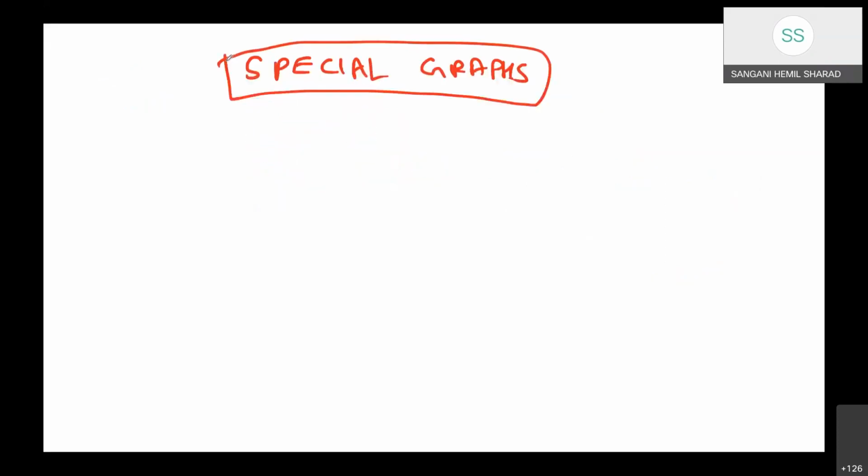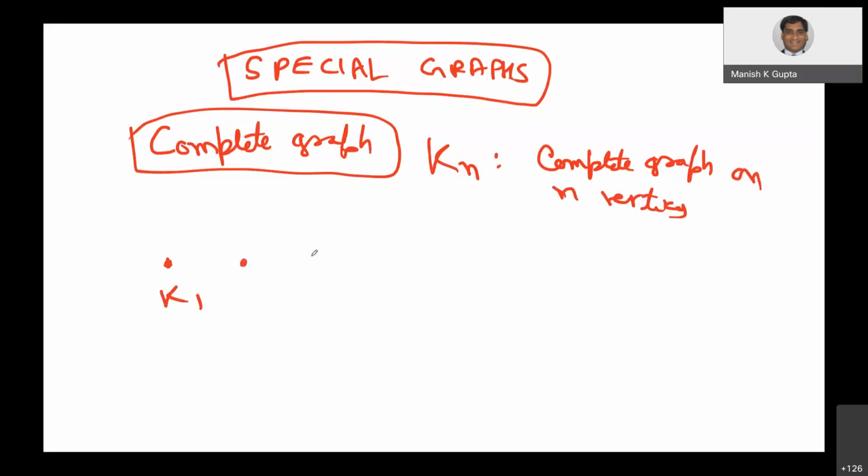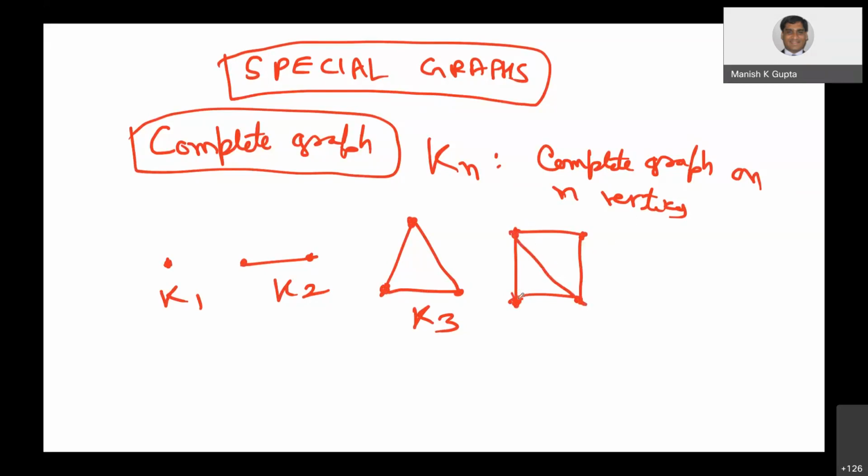Now some special graphs. I think this is a very popular graph known as the complete graph. Have you heard of the complete graph? It is denoted by Kn, the complete graph on n vertices. K1 is simply a single dot, K2 is this, K3 is this graph. I am just drawing pictures and I want the definition from you. What is the definition of a complete graph? There are four vertices. K5 is this.